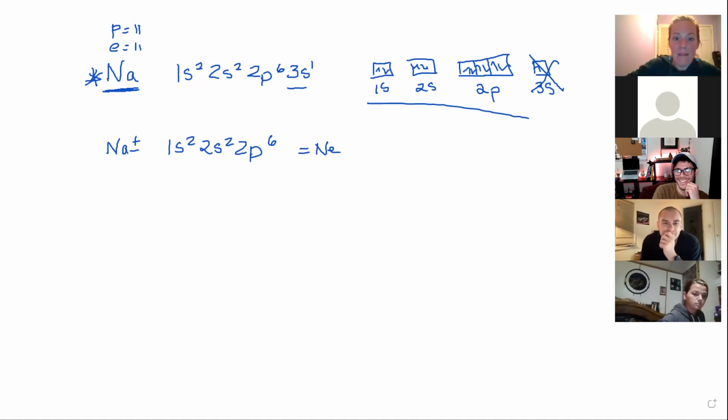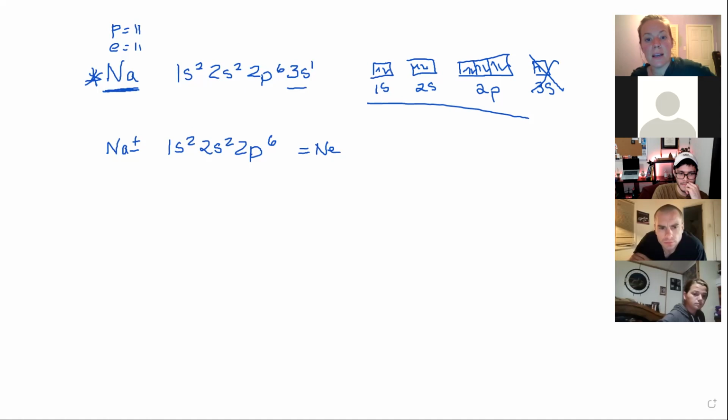Okay, so we take this part here, the 1s2, 2s2, 2p6, and we just get to write neon instead. Isn't that nice? But you have to add whatever is left over. You can't just write neon because this isn't the charged sodium, it's the regular sodium. So we need to add that extra electron in there.